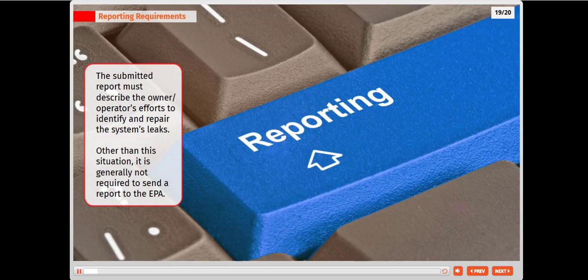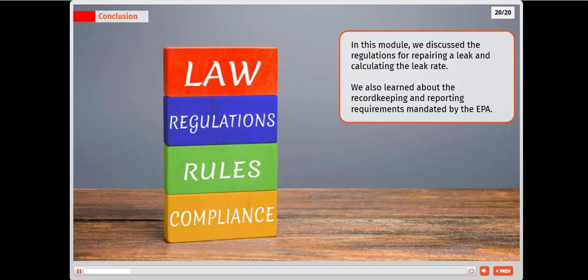The submitted report must describe the owner or operator's efforts to identify and repair the system's leaks. Other than this situation, it is generally not required to send a report to the EPA. In this module, we discussed the regulations for repairing a leak and calculating the leak rate. We also learned about the record-keeping and reporting requirements mandated by the EPA.